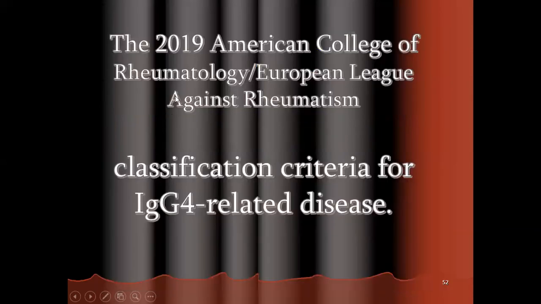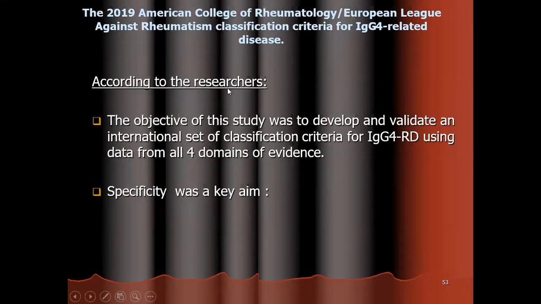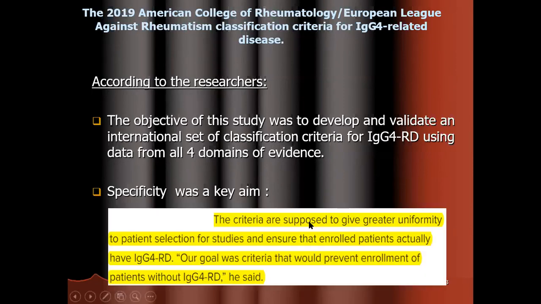Now to the 2019 American College of Rheumatology and European League Against Rheumatism, they put classification criteria for IgG4-related disease. According to the researchers, the objective of this study was to develop and validate an international set of classification criteria for IgG4-related disease using data from all 4 domains of evidence. They mean the clinical, the serology, the imaging, and the histopathology. Specificity was a key aim, and this is very important.